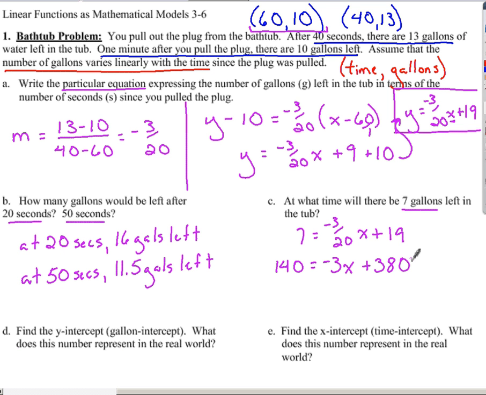If you subtract 380 over, let's see, 140 minus 380, we're going to have negative 240, right? So solving for x, divide by negative 3, and x will equal 80. That represents a time, so that'd be 80 seconds.